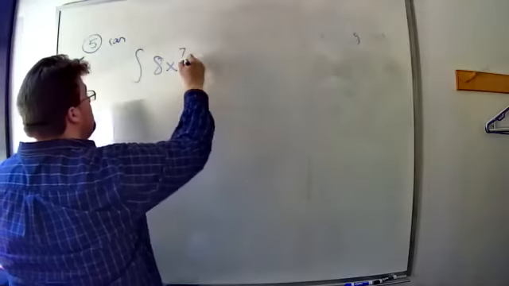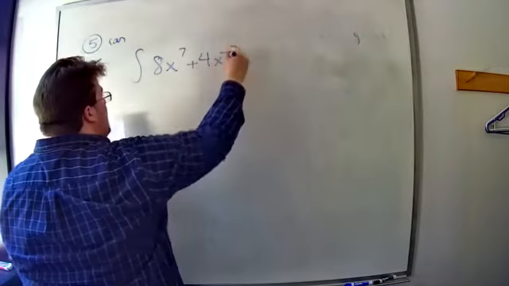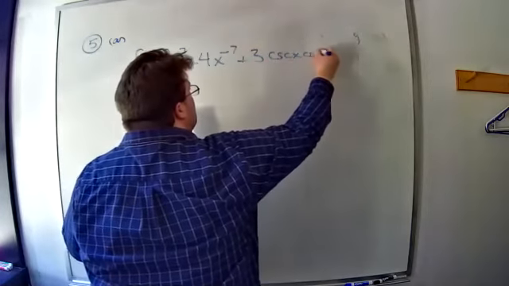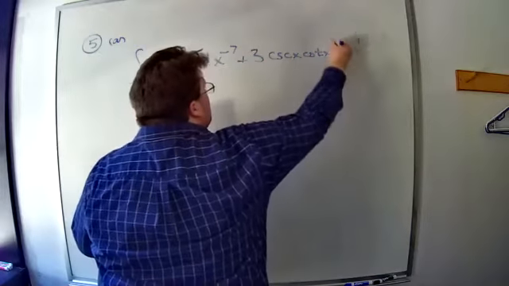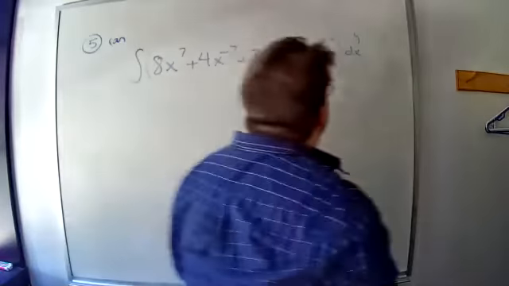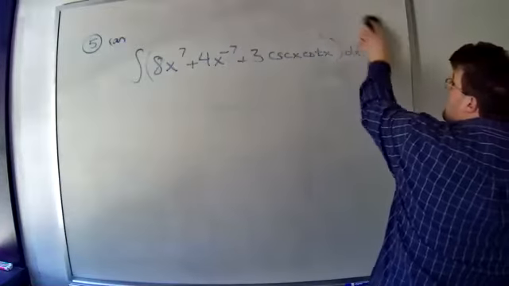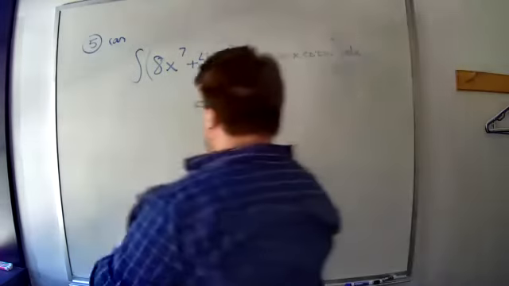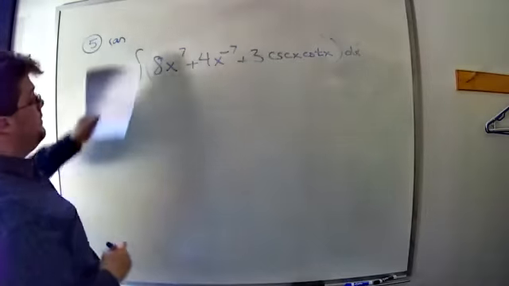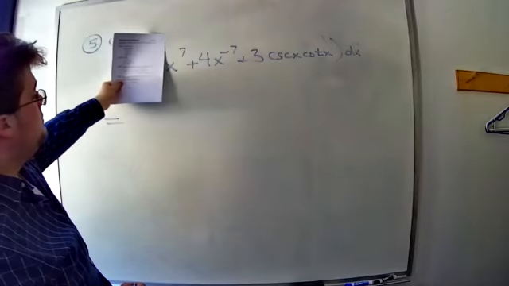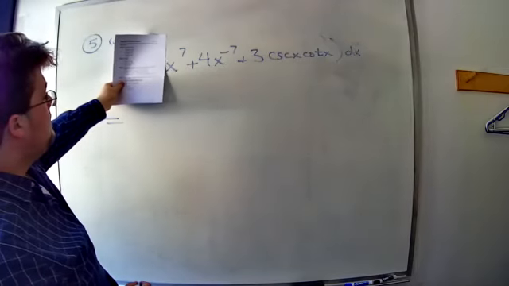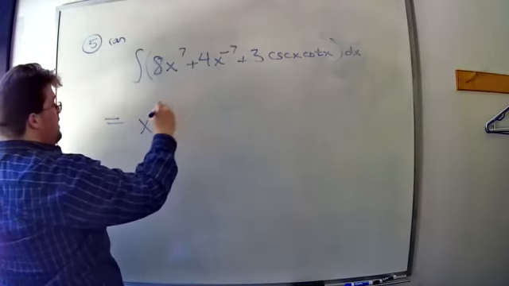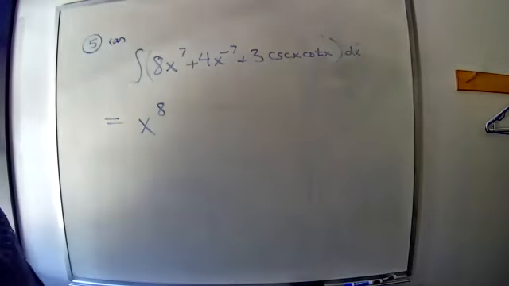8x to the 7 plus 4x to the negative 7 plus 3 cosecant x cotangent x with respect to x. Well, we're going to do this piece by piece. First piece, we have a power rule. X to the 7th, power rule, 7 plus 1 is 8. So we get x to the 8th divided by 8. 8 divided by 8 is 1. So we just have x to the 8th.